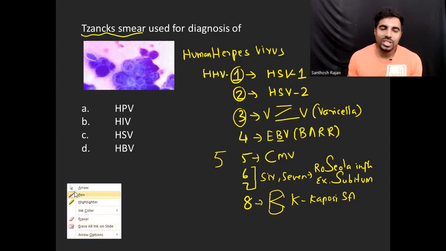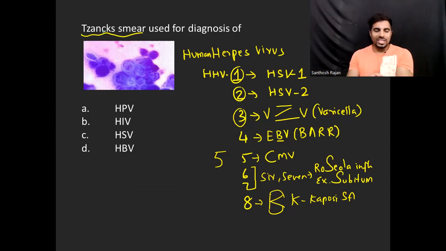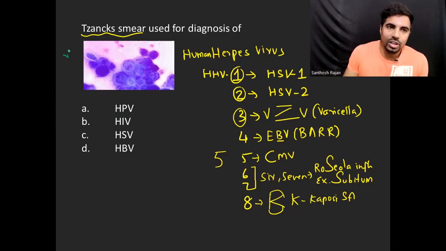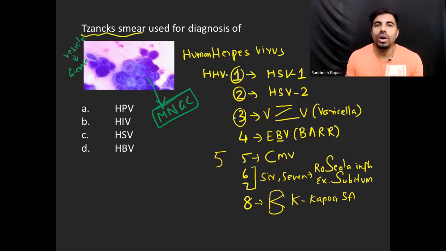Now, what is a Tzanck smear? It is a skin smear. When there is a vesicle, you take the base of that lesion, scrape it and send it to microbiology. We make a Giemsa stain of that vesicular rash and check for multinucleated giant cells, MNGC. MNGC is characteristic for herpes simplex virus and zoster virus.